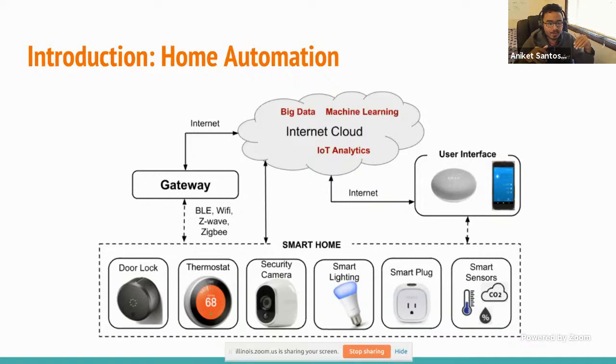So let's say you're driving home from a long day of work and you want your oven to be hot and your house to be at the specific temperature at which you like it. You can just make that happen using your phone. And by the time you drive back home in 30 minutes, it's already there for you. Your oven is preheated and your room is set to the right temperature. The music system is playing the right kind of music. So that's the power of home automation.